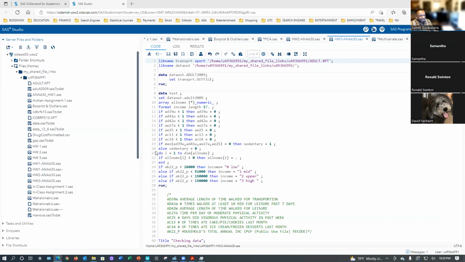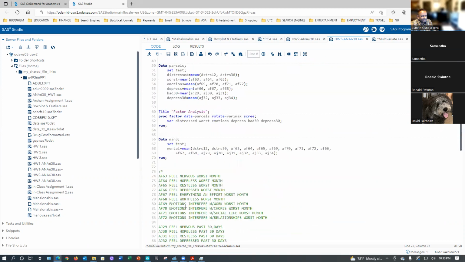See? Then if the max of these activities is 0, you can say sedentary is 1, or sedentary 0. Then, as we used to do in some places, if you have negative values, you can take those out. Later on, if you have a missing value, you know how to remedy that by replacing it with the mean value, or average, or zeros, or whatever. We know how to remedy missing values. And income, I'm going to group into low, middle, and high, like that.